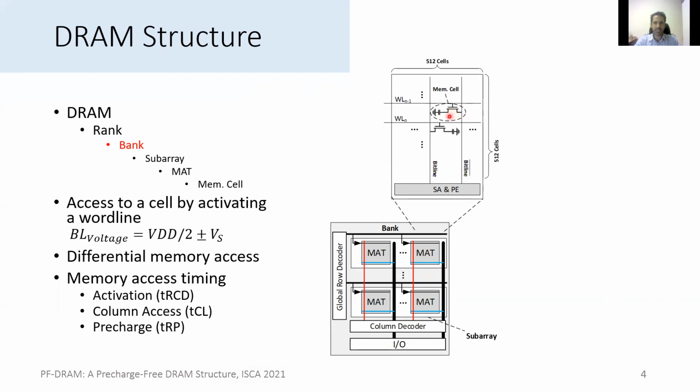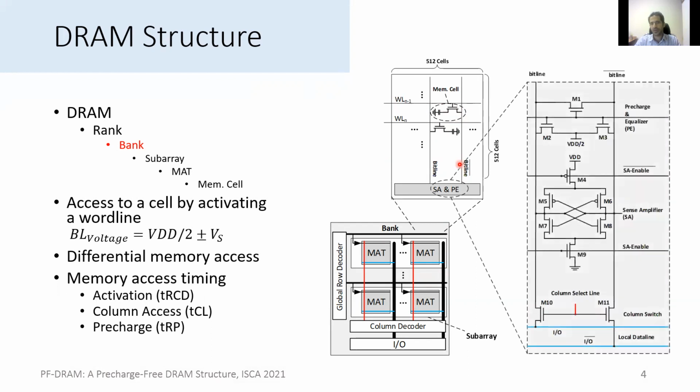When a word line is activated in a mat, all of the memory cells in that word line will be connected to the corresponding bit lines, which is called the activation phase. In conventional DRAMs, all bit lines must be precharged to half VDD during the precharge phase prior to the activation, while the sense amplifier, as you can see here, is disabled. This is performed using M1, 2, and 3 in this figure to precharge the bit lines.